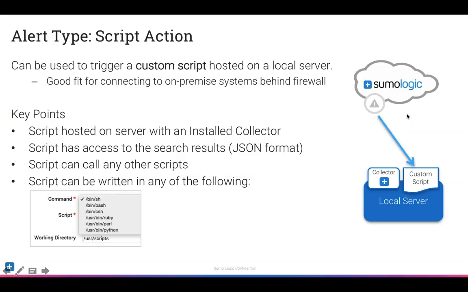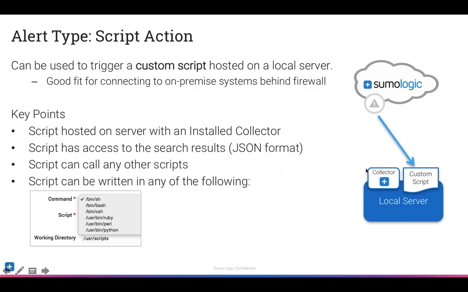The way that it works is within Sumo, you trigger that alert, and that alert is going to call a custom script of yours. There's a couple of things that you have to keep in mind. One is that script needs to be hosted on a local server of yours where you already have an installed collector. That's how Sumo Logic is able to communicate back to that custom script. It doesn't matter which collector, it only matters that it is next to or in the same machine as an installed collector.